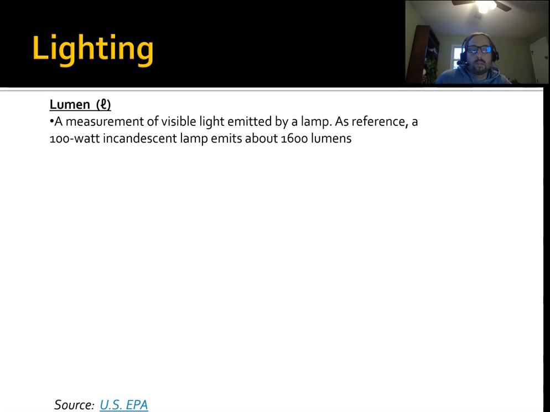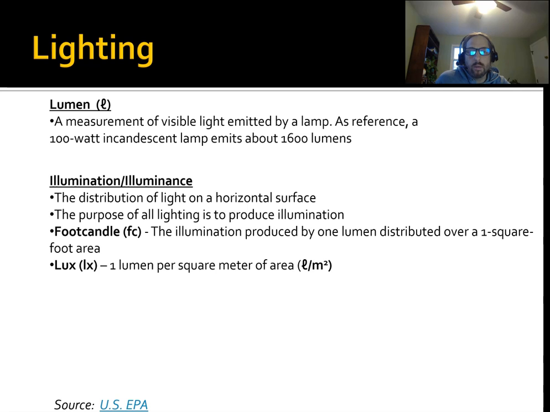Just to give you a sense of context, a 100 watt incandescent emits about 1600 lumens. Okay, so it's the amount of light being put out by a lamp. So it could be a linear fluorescent or an LED or whatever. But the amount of light being put out by that is the lumens.